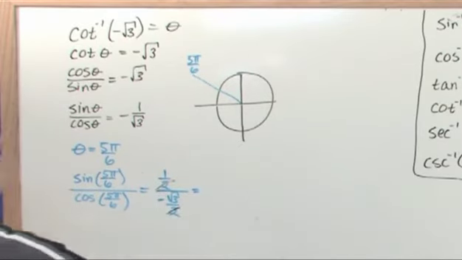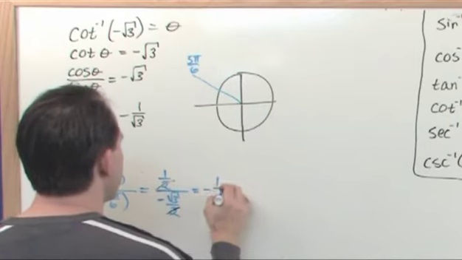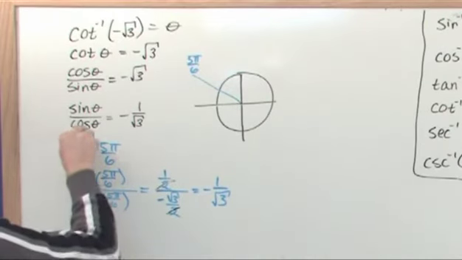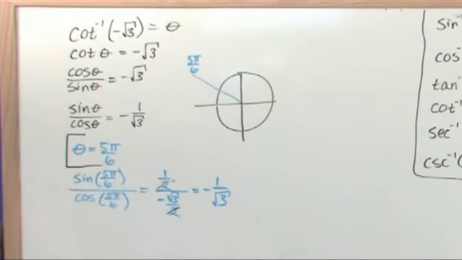Okay, and so in the end what you'll have is 1 over square root of 3, and it is negative. So the answer is 5 pi over 6, just like we said. The answer is 5 pi over 6. Now you always have to ask yourself, did it fall in the right range?